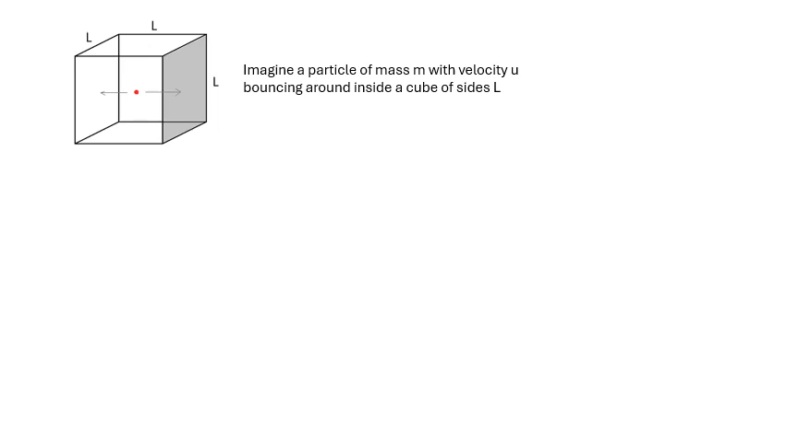Well, here we go with my derivation. So imagine a ball just bouncing in one dimension, and it hits that wall, and then it goes over there and it hits that wall, and then it comes back and it hits that wall again. Imagine a particle of mass little m. Let's say that its velocity is u in the x direction, and it's inside a cube, and the cube has sides L by L by L.